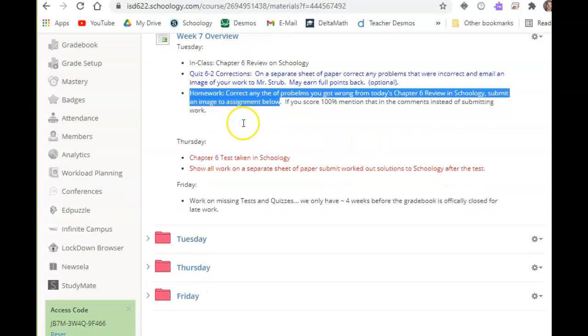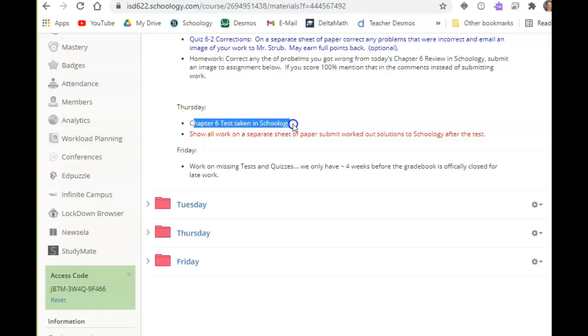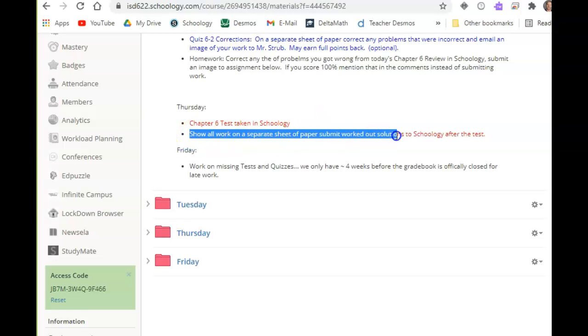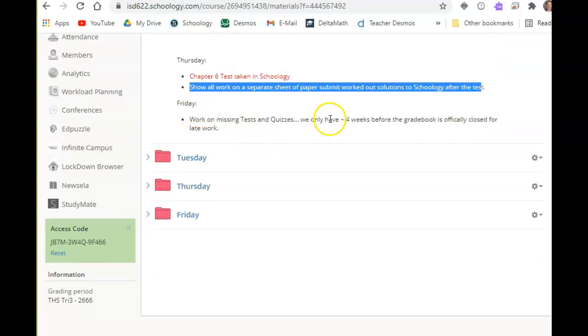So that's today. Thursday, we are doing the test in class, starting at 11:03. And then you're going to submit all your work on a separate sheet of paper, just like we've done for every test and quiz, basically this year. And then Friday is a day to get caught up and work on either test or quiz corrections or anything missing. Remember, we only have about 4 weeks left until the gradebook closes.